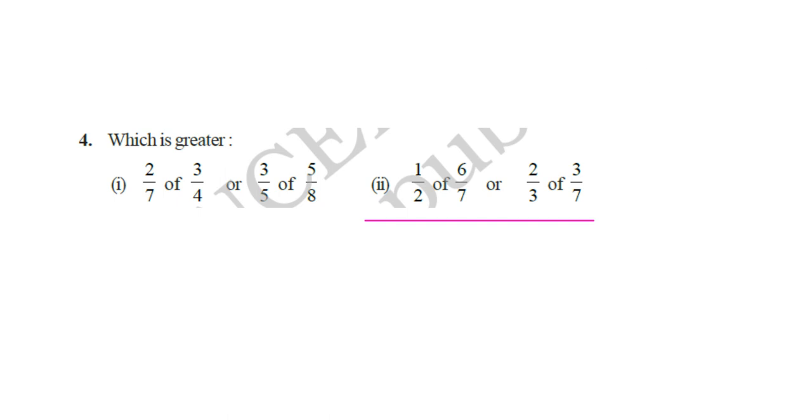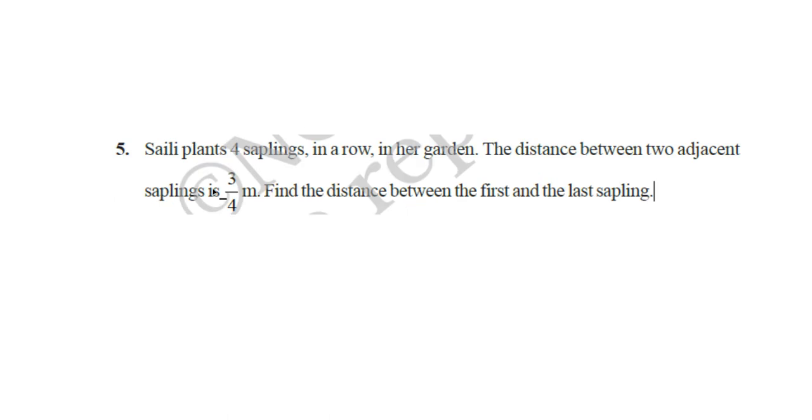Here is a word problem. Saili plants 4 saplings in a row in her garden. The distance between two adjacent saplings is 3 by 4 meter. Find the distance between the first and last sapling.